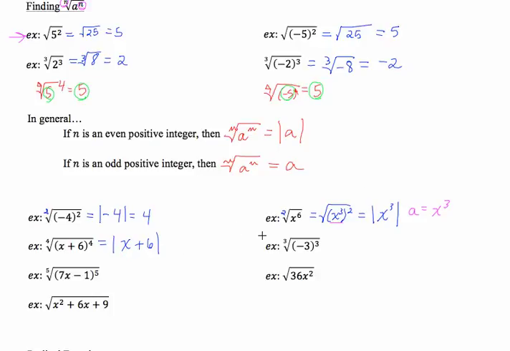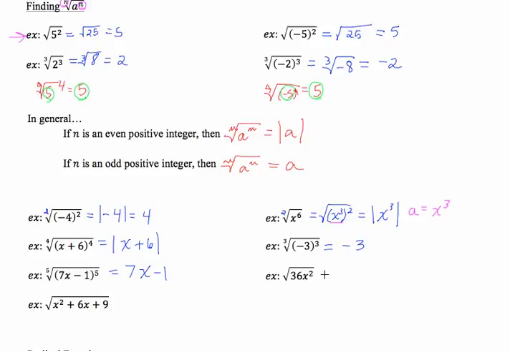Okay, here we have the cubed root of negative 3 all cubed. 3 is odd, so there are no absolute value bars. The cubed root and the cube simply cancel, and we just get negative 3. In this one, we have a fifth root of 7x minus 1 all to the fifth. 5 is odd, so there are no absolute value bars, so we just have 7x minus 1.